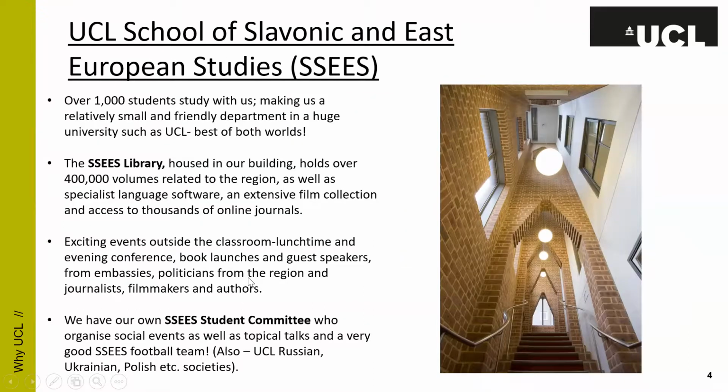And we have a really good SES committee. So this is made up of current students who represent the student body. They organise a number of their own events, both academic and social, including a very good SES football team, if football is anybody's thing. And they have the relevant societies such as the Ukrainian, Polish, Russian Society, etc. But also in terms of the student union at UCL, there are over 250 clubs and societies you can join. There's something for everybody.